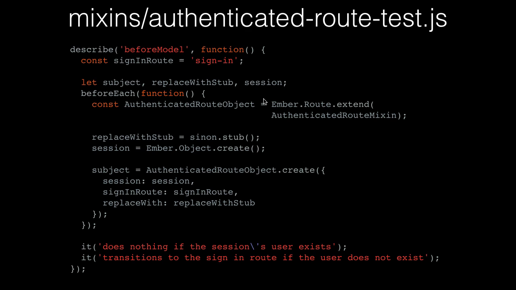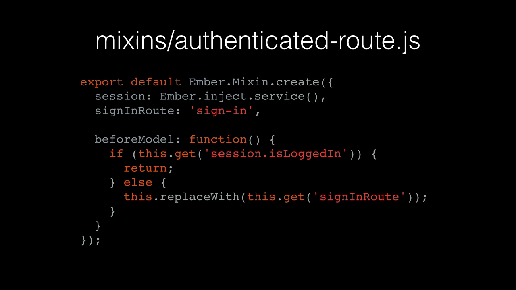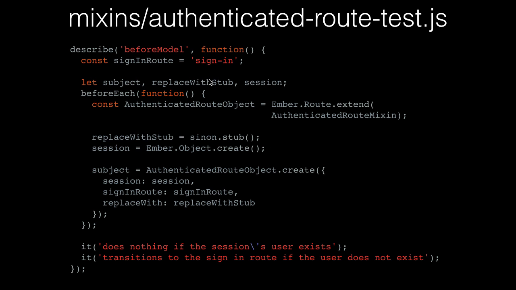I want to simulate. I want to stub as much as possible to make sure that I'm testing for the specific state. So I had sign-in described here, but I want to actually pass that in to make sure that if somebody changes that, all my tests don't start failing. A lot of this is boilerplate, so when I ran ember generate mixin authenticated-route, it created this for me. I'm going to mix this into a route that I create.